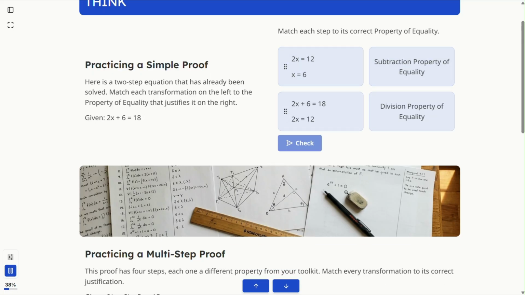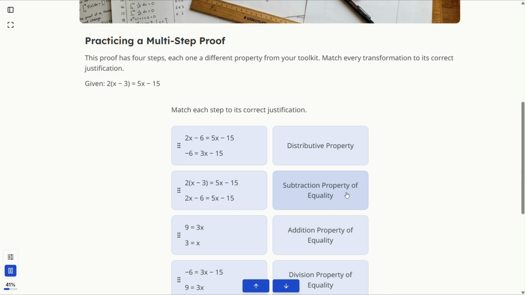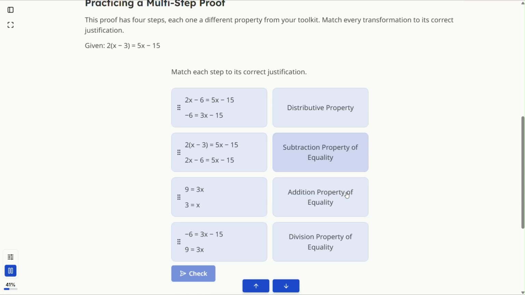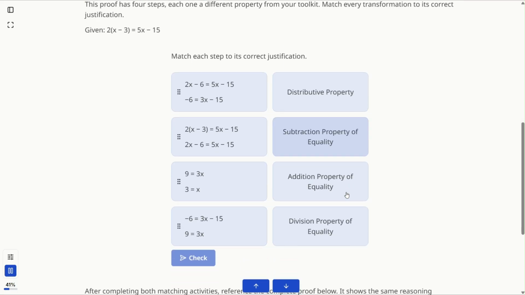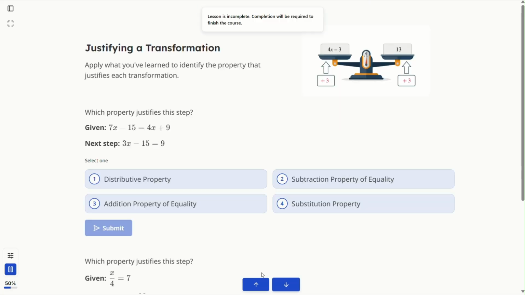Practicing a multi-step proof. This proof has 4 steps, each one a different property from your toolkit. Match every transformation to its correct justification. Given 2x plus 3 equals 5x minus 15. Match each step to its correct justification. After completing both matching activities, reference the complete proof below. It shows the same reasoning applied to the walkthrough equation, with every justification named.